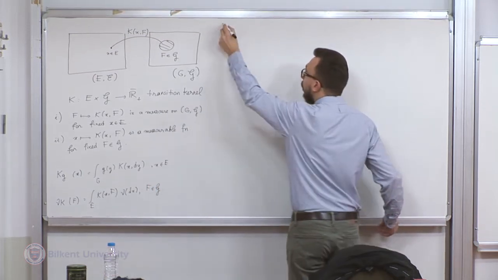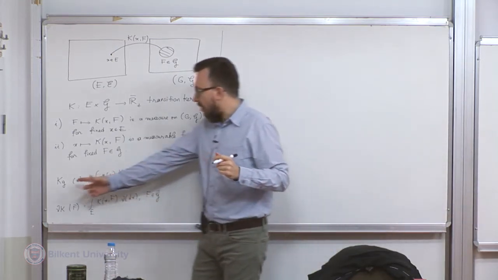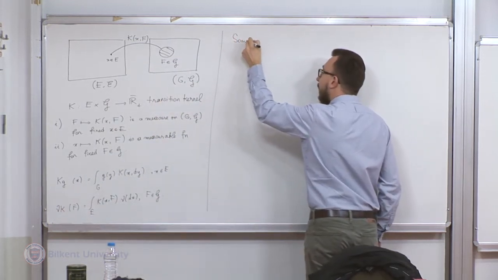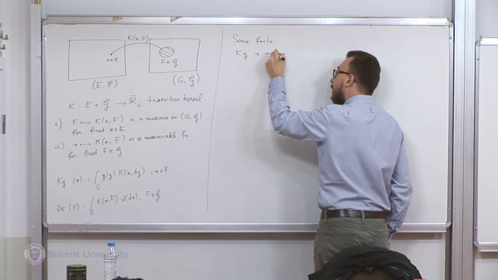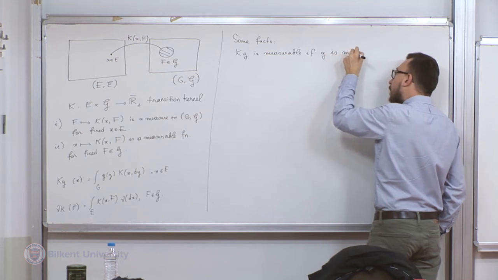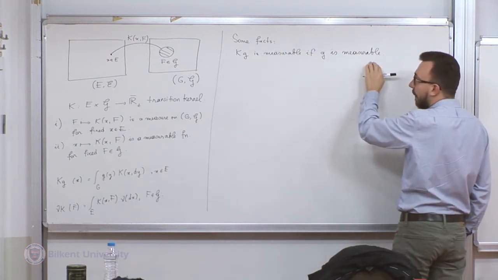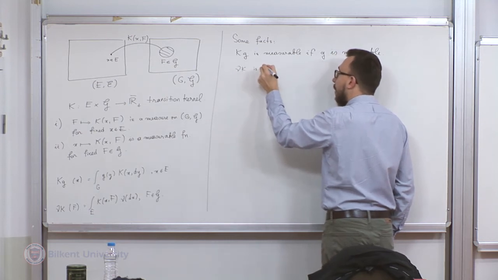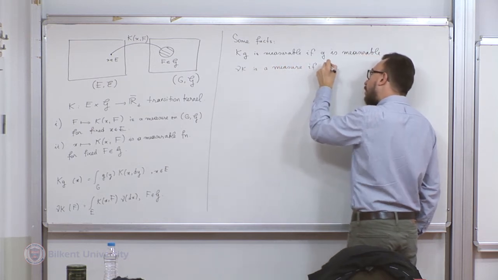Indeed, we also showed last time that you can do both. So some facts from last time: kg is measurable if g is measurable. But kg is on E, whereas g is on G. This is on the first space, this is on the second space. And nu k is a measure if nu is a measure.